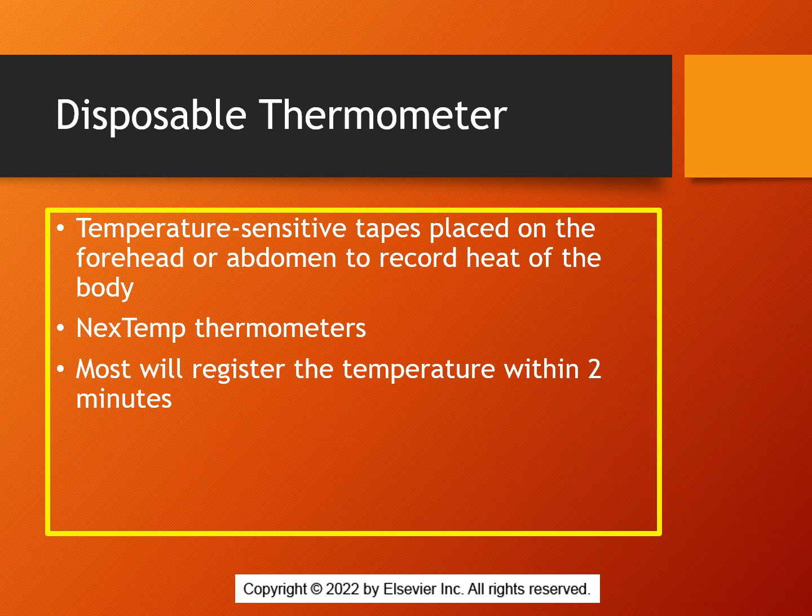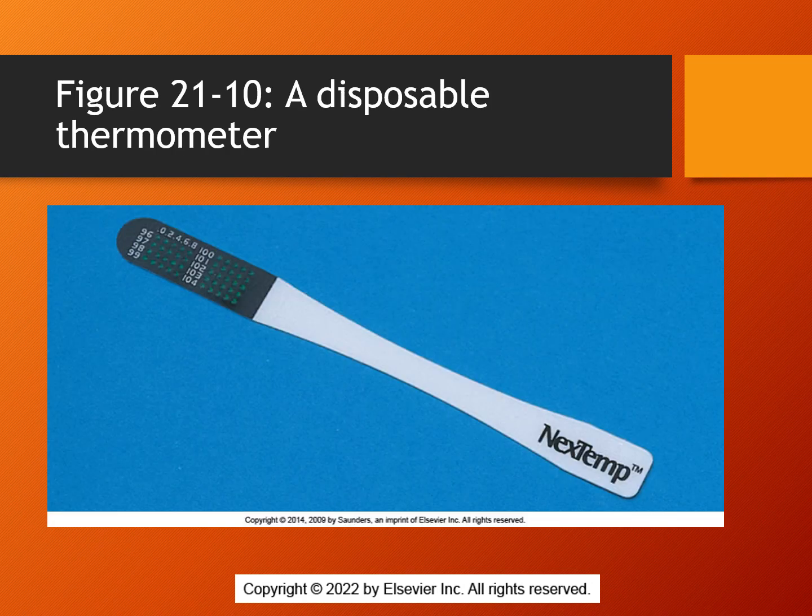Disposable thermometers, they're like little tapes. It looks like tape, and you usually tape it on the forehead. See this? It just sticks on and takes the temperature, and then you just throw it away.